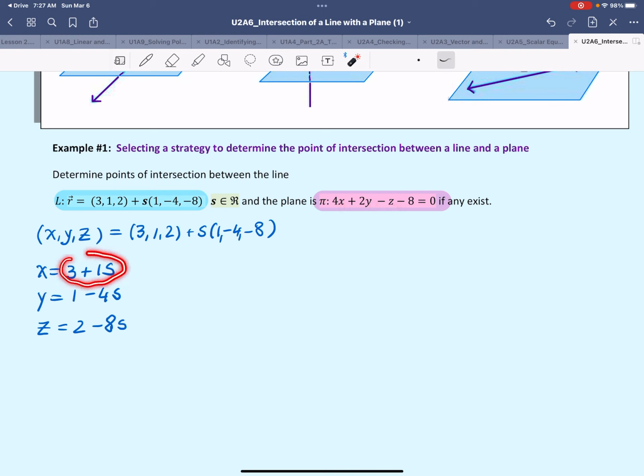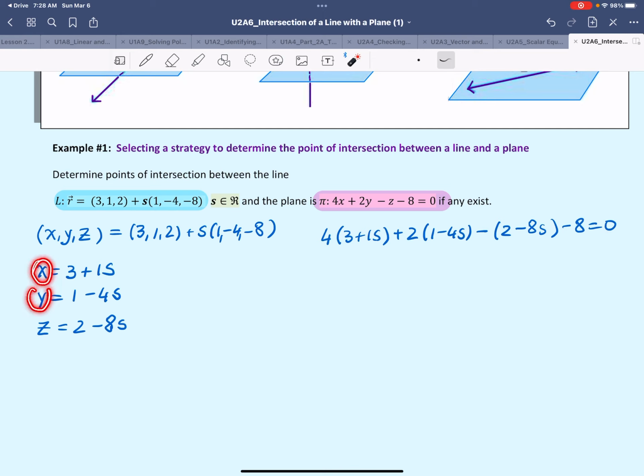So for this, we are going to substitute 3 plus 1s for x, 1 minus 4s for y, and 2 minus 8s for z. So we have 4(3 + 1s) + 2(1 - 4s) - (2 - 8s) - 8 = 0. If we're able to find the value of s that satisfies this equation, then we'll be able to find the x, the y, and the z coordinates of a point of intersection. So let's solve this equation.